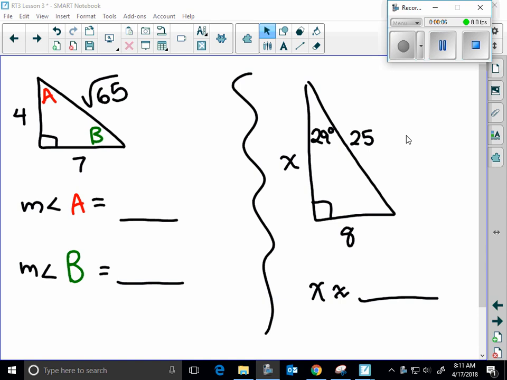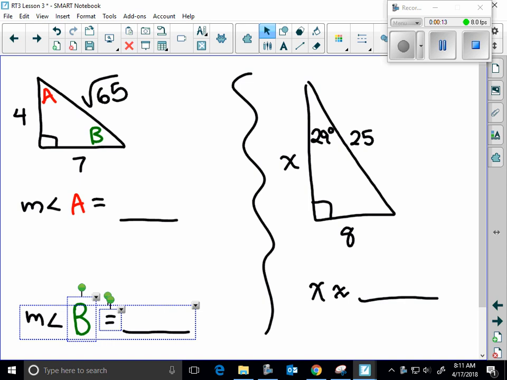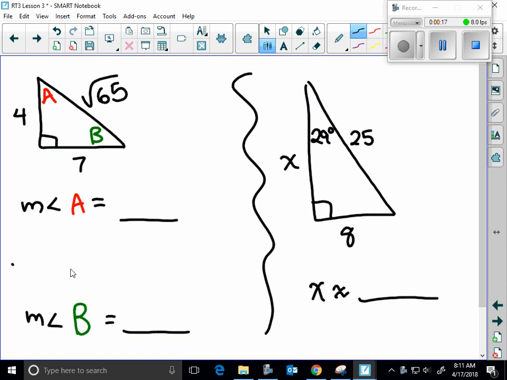Okay, here we go. To find the measure of angle A, the first thing I have to do is identify some side lengths. I'm going to identify 65 as the hypotenuse. What would 7 be for angle A? Opposite, correct. So that's going to be the opposite side. And then that would make 4 the adjacent.